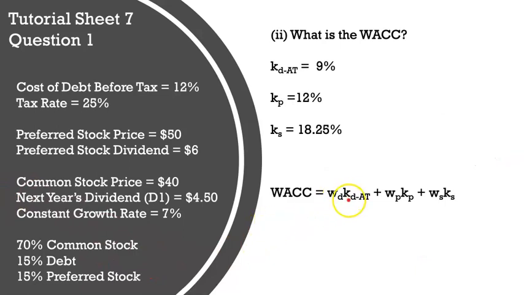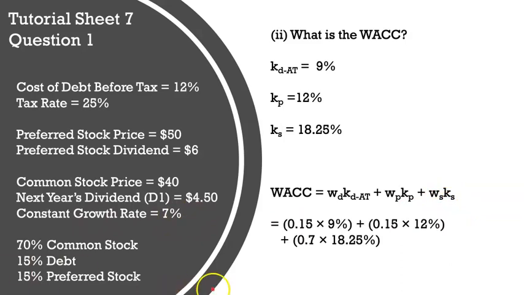The WACC is equal to the weight of debt times the cost of debt after tax, plus the weight of preferred stock times the cost of preferred stock, plus the weight of common stock times the cost of common stock. We have all of those numbers, so we drop them in. All right, and crunch the numbers, and here we have it, 15.925%. So our WACC is 15.925%.